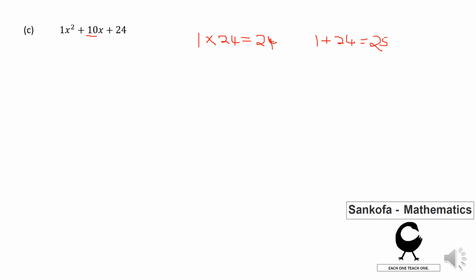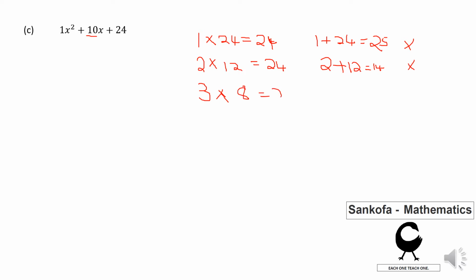So we have to think of other factors. So you can start again with 2 times 12. Yeah, 2 times 12 still gives you 24, but then 2 plus 12 does not give you 10. In fact, it gives you 14. So I'm not looking for these ones then. What about 3? Well, if you look at 3 and considering 24, that's going to be 3 times 8.